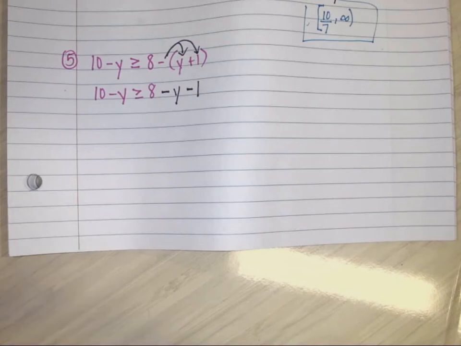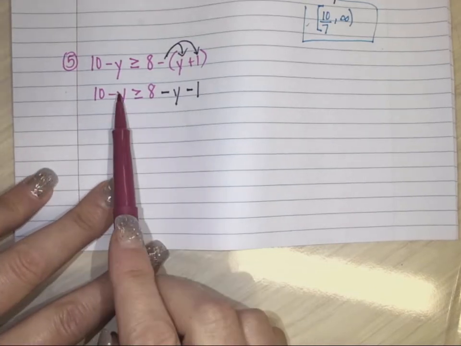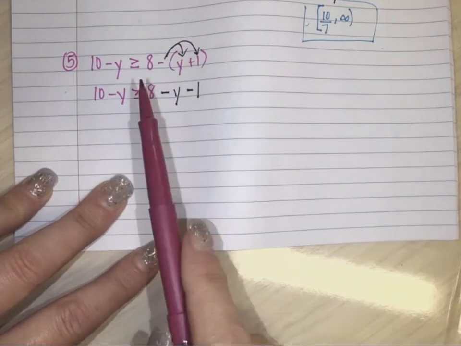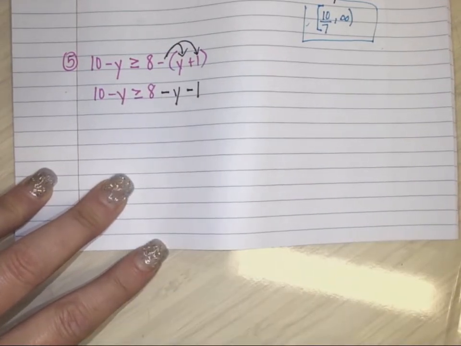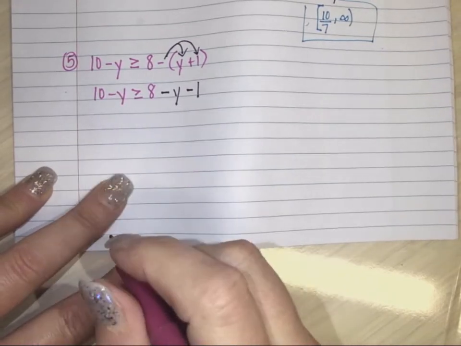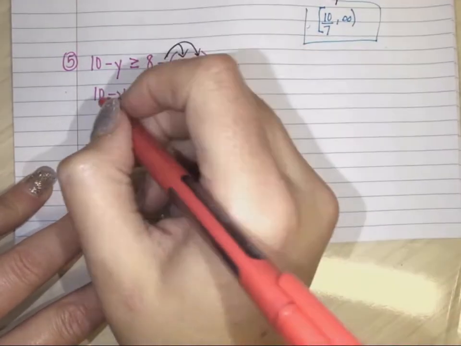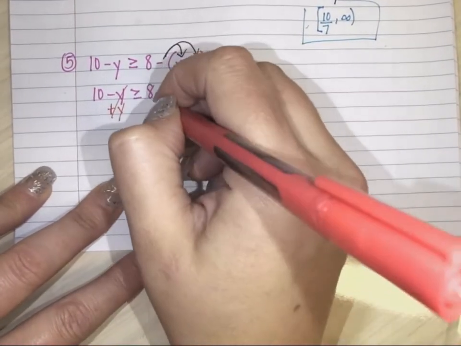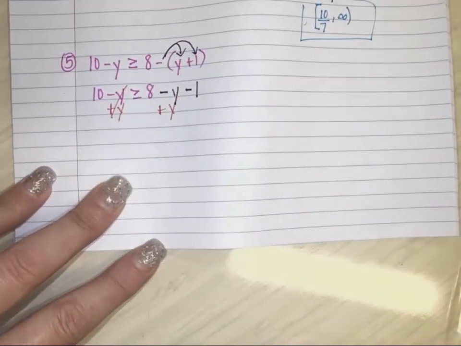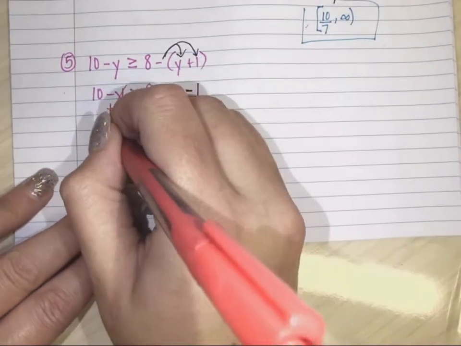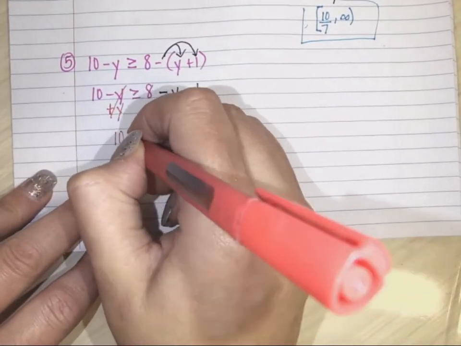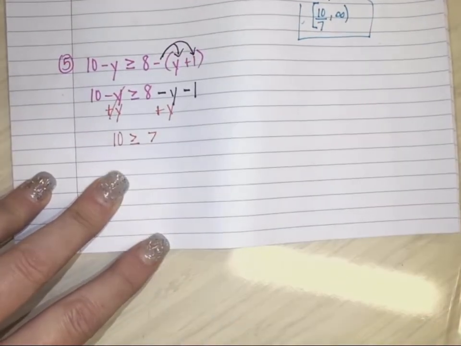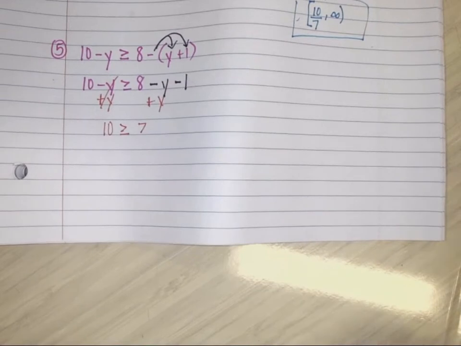I want you guys to notice something. You have the exact same variable with the exact same coefficient, which simply means the number in front of it. So we have negative y, negative y. If you add y, it goes away here. Do not write 0y. And you are left with 10 is greater than or equal to, and of course 8 minus 1 is 7. So I want you to think about that.